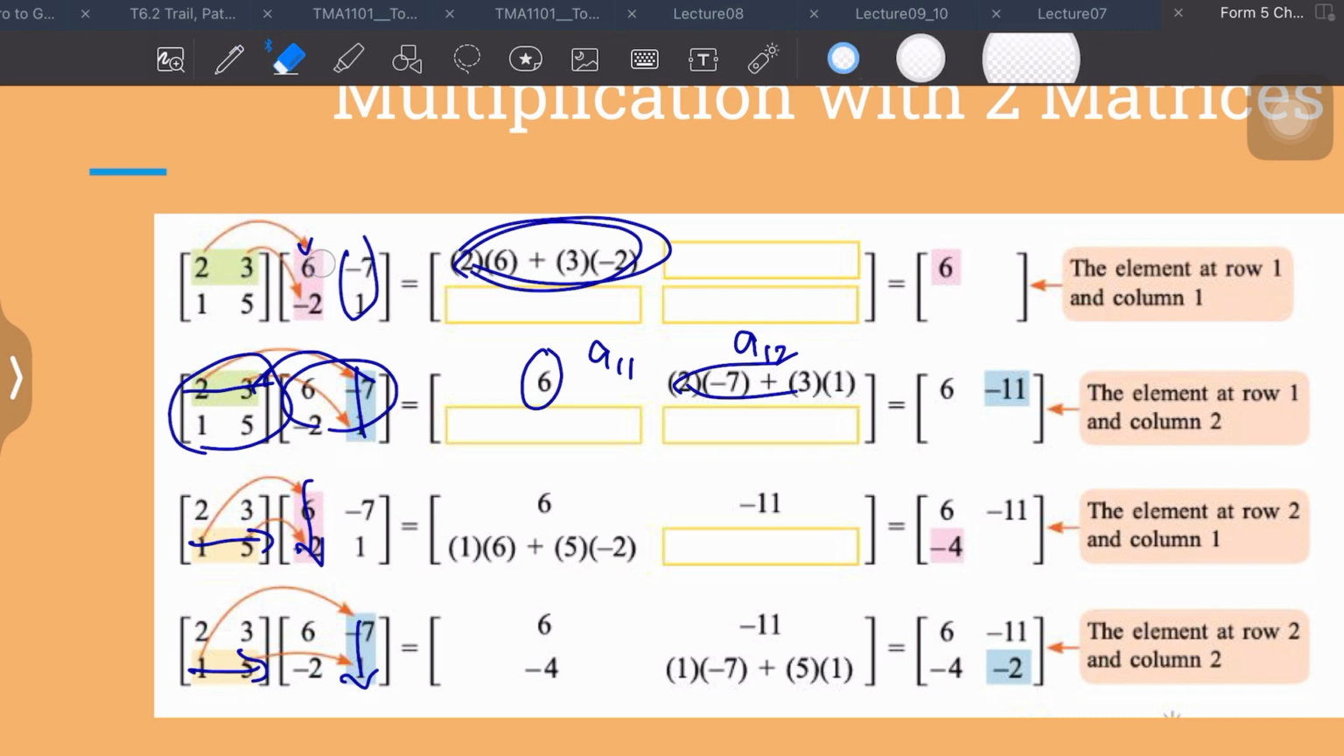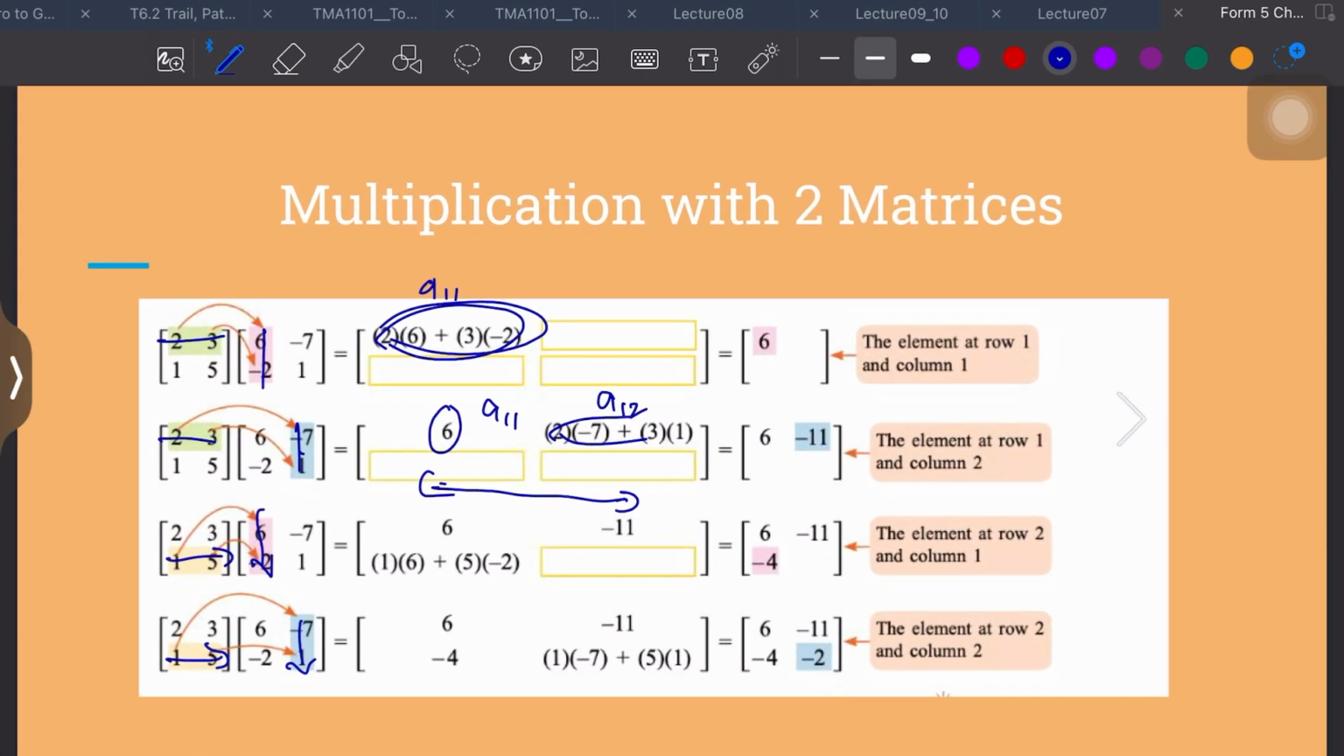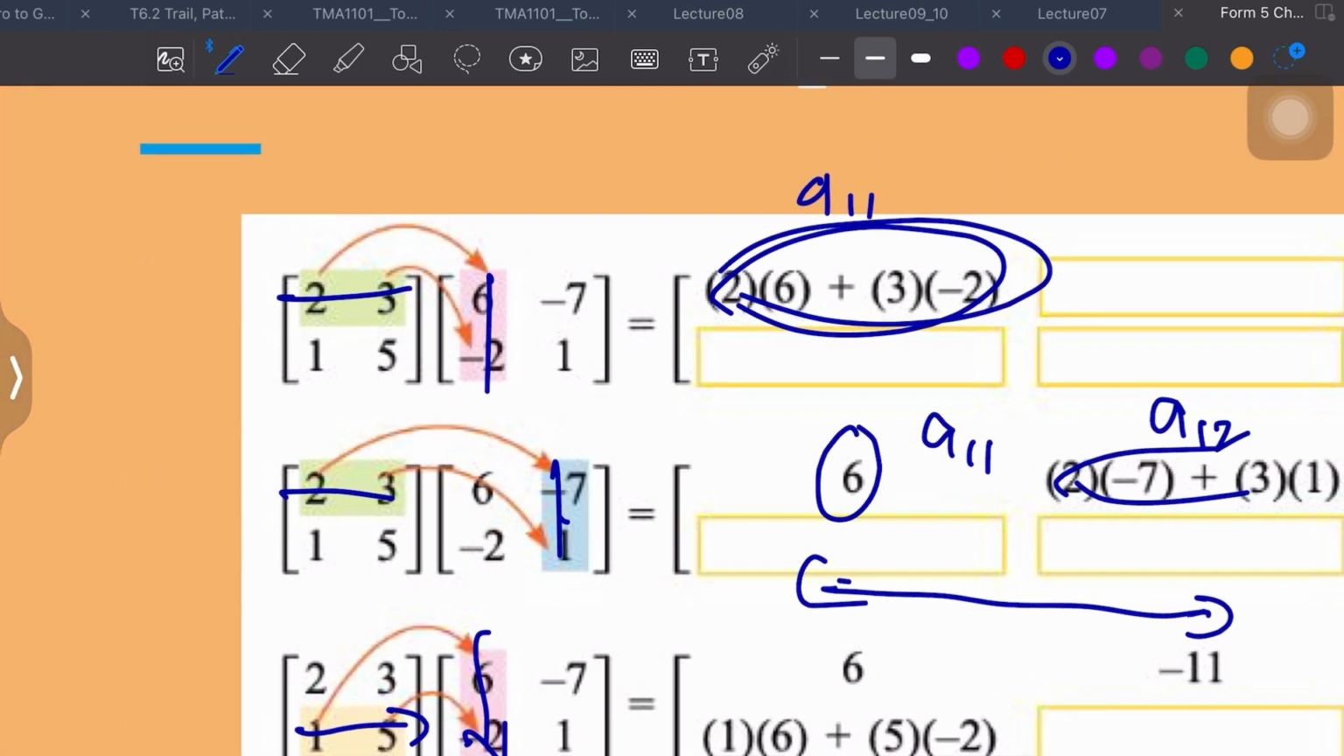Okay, as we learned just now, we want to search for first row, first column. So what do we have to do? We take the first row multiplied with the first column, and then we want to look for first row, second column. We take the first row and then we take the second column. Same goes to the other position. Okay, let's go and answer a question.